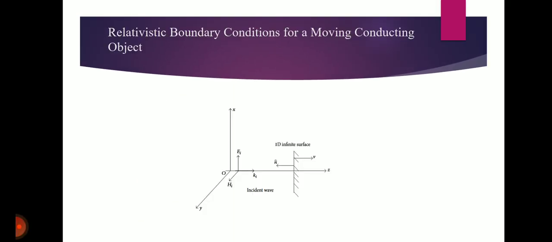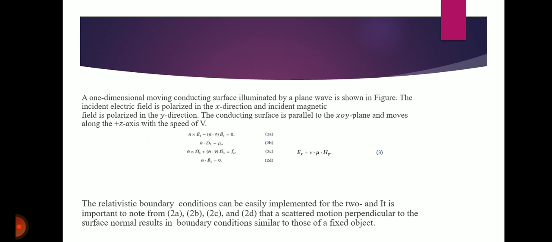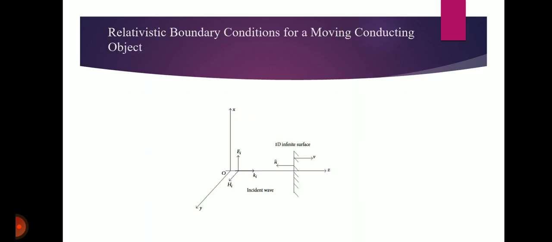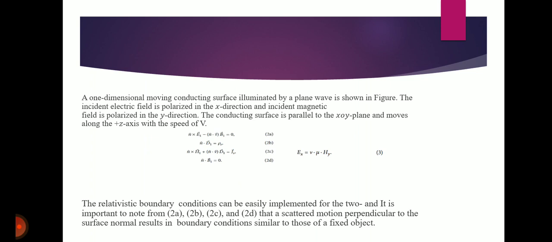Then, as we see the applications of numerical methods in electromagnetics, the first application is the relativistic boundary condition for a moving conducting object. Here is a small graph. So here such conditions are there that a one dimensional moving conducting surface illuminated by a plane wave is shown in the figure. This is one.